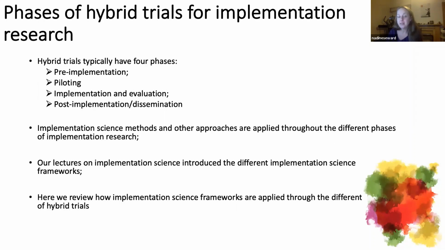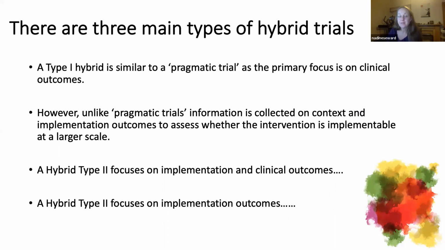And they're applied, and you might have heard this before, in the pre-implementation, piloting, the implementation and evaluation, the post-implementation and dissemination. All these phases, sometimes they overlap, but they all serve a purpose, and the pre-implementation is super important, because often this phase is overlooked. We embed implementation science methods or social science methods throughout these different phases. So now we move on to hybrid trials, which is the point of this talk.